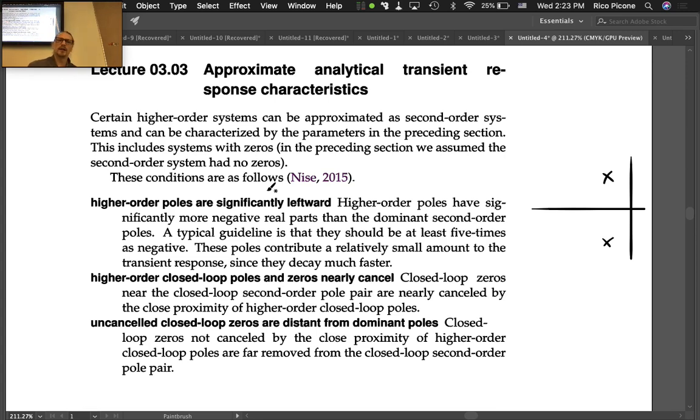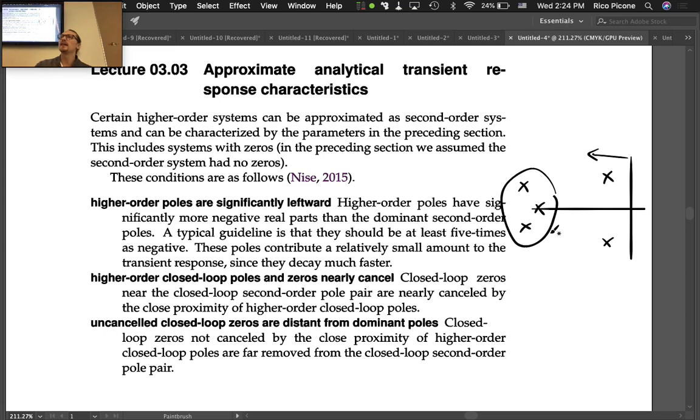The first condition is that higher order poles are significantly leftward. Unpacked a little bit: higher order poles have significantly more negative real parts than the dominant second order poles. So a more negative real part would put it over here, or you could have a pair of them over here. But as long as these are quite a bit further to the left, or more negative than the dominant pair, okay?